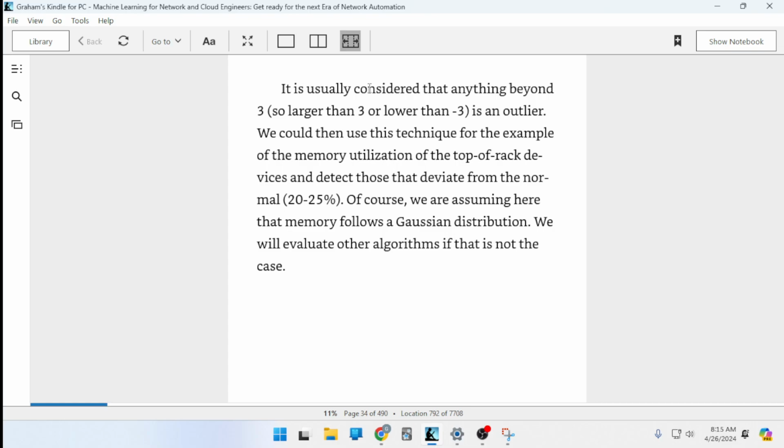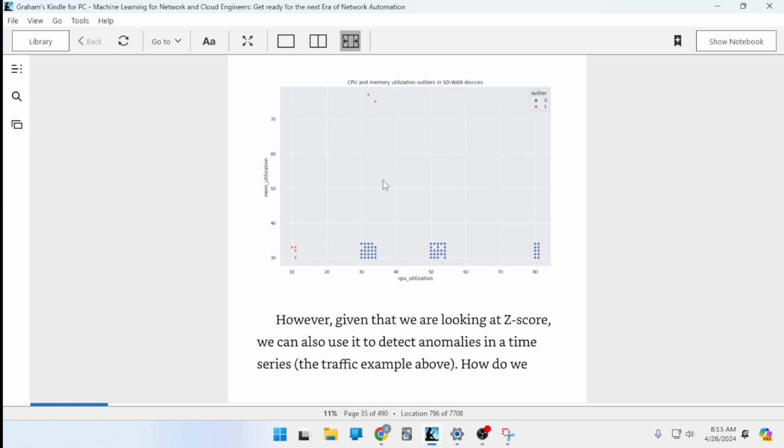Of course, we are assuming here that memory follows a Gaussian distribution. We will evaluate other algorithms if that is not the case. So here's our graph, where we've got memory utilization and now CPU utilization. We've got these clusters of the data. This is the normal data that we expect to see here.